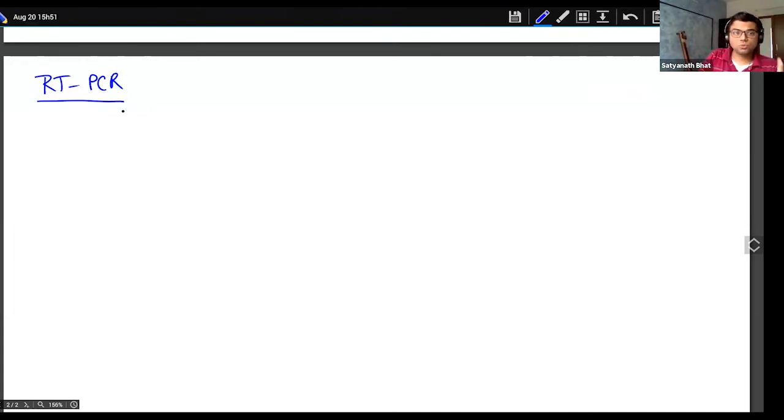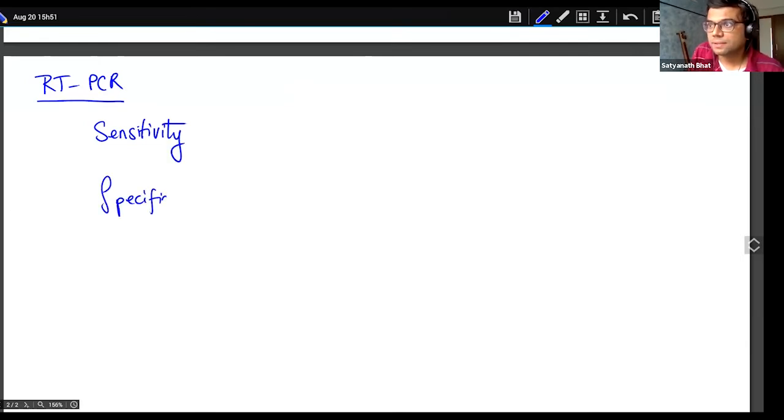Okay, so RT-PCR is the gold standard COVID test. This is used throughout the world as a gold standard. So what that means is, there is a belief in the community about this. Anyway, there are two parameters of importance for RT-PCR. One is called sensitivity, and another one is called specificity.